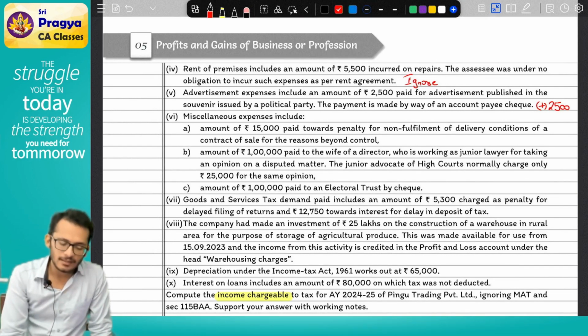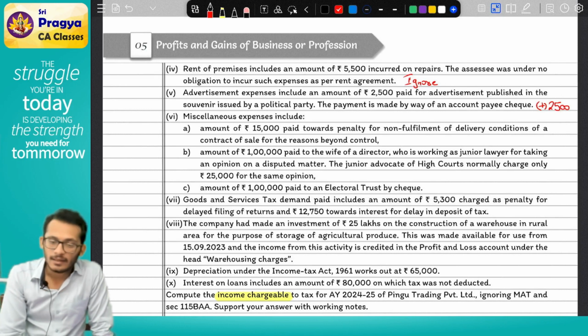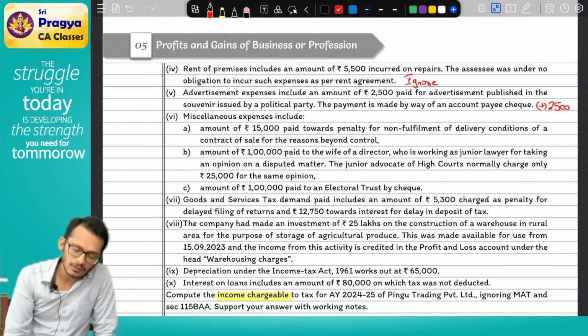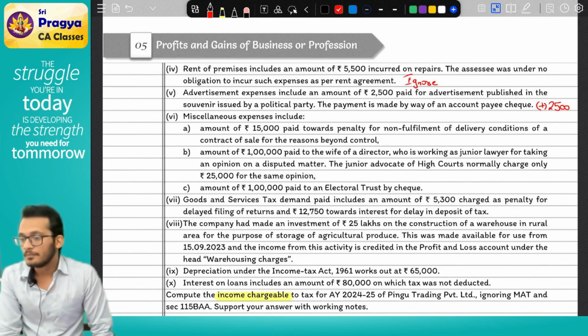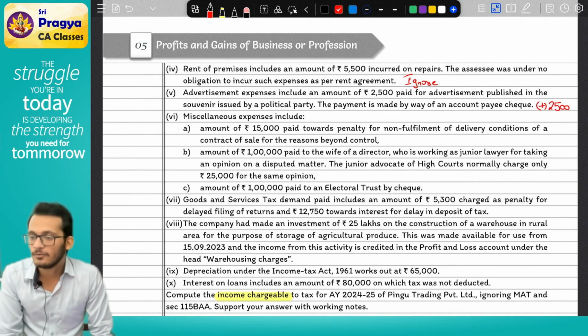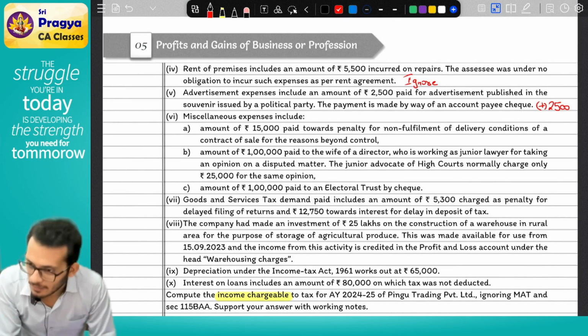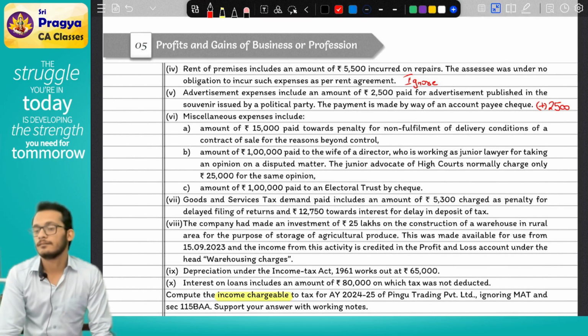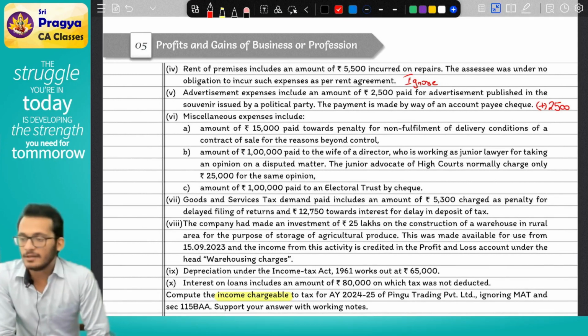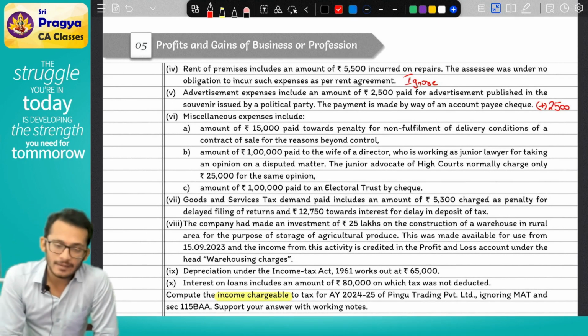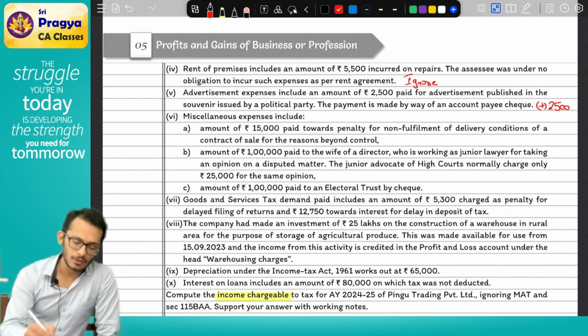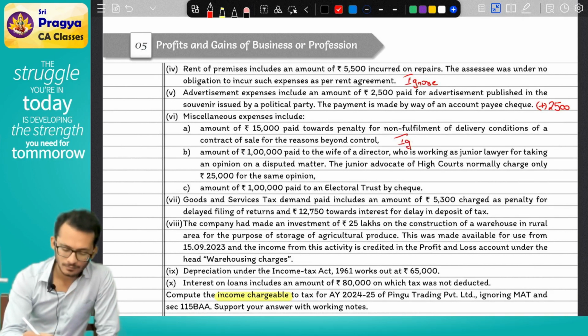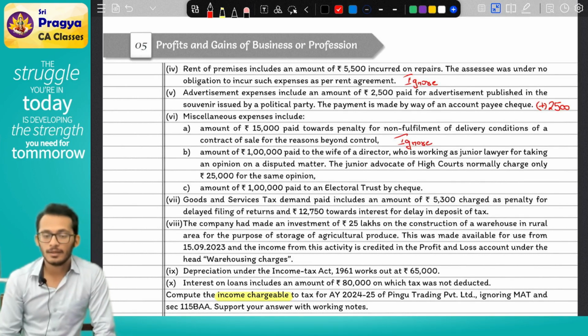Next. Miscellaneous items are including 15,000 which was paid towards penalty for non-fulfillment of delivery conditions of a contract of sale beyond control. So I have paid 15,000. This 15,000 is a penalty, but this penalty is not for a law. The penalty is for a contract. Allowed, not allowed? Allowed. Is it already there in P&L? Already there in P&L. What should you do? Ignore. You will ignore. Clear? Next.